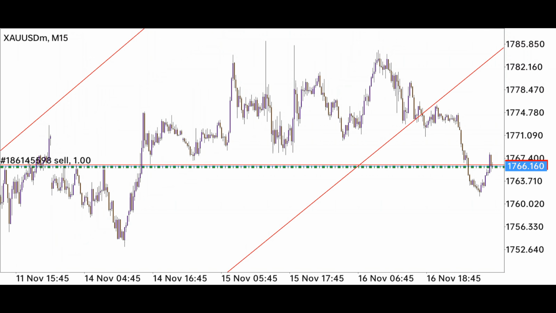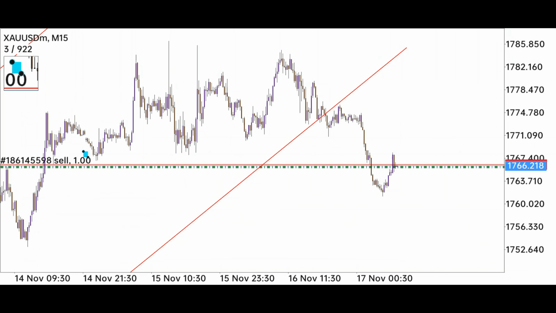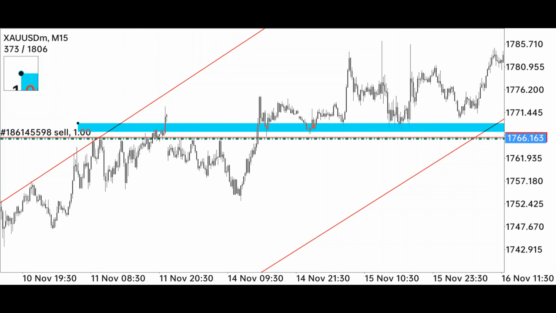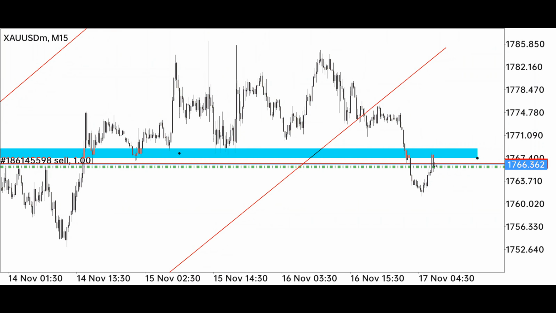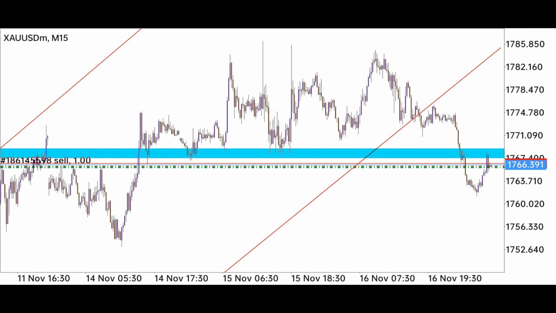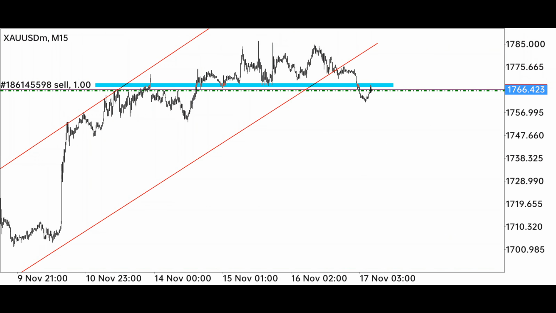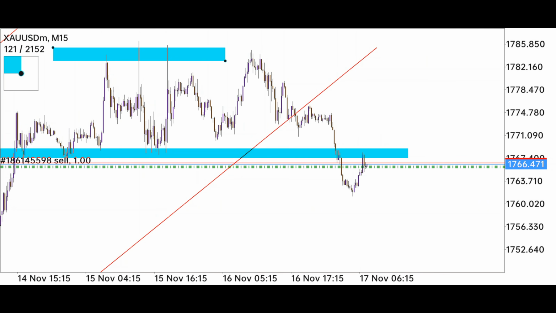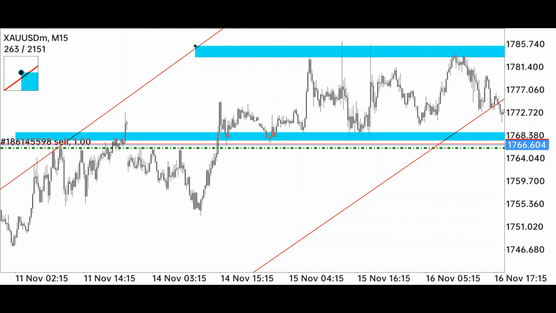Let me now create support resistance levels with the rectangle tool. The market has reversed multiple times at this point because this is a strong reversal level in the market. Here we see another reversal level where the market has repeatedly taken resistance. Let me show you by drawing so that you will understand easily. We'll use the rectangle tool again for this. This is also a strong support resistance level of the market.